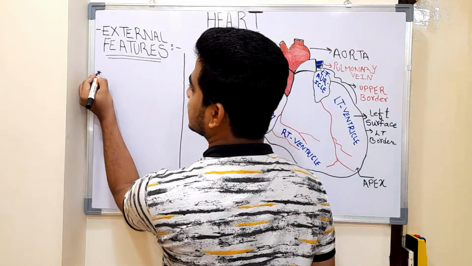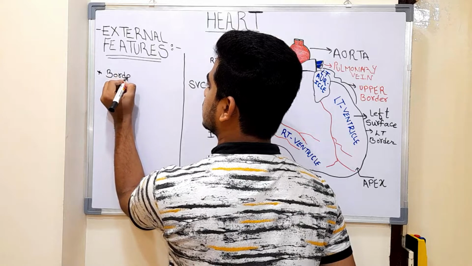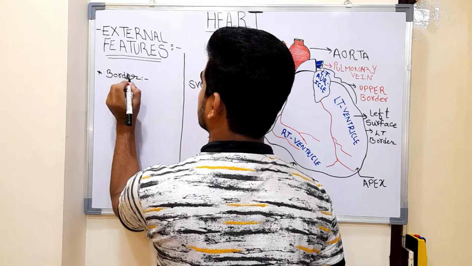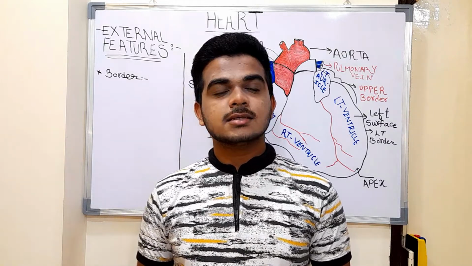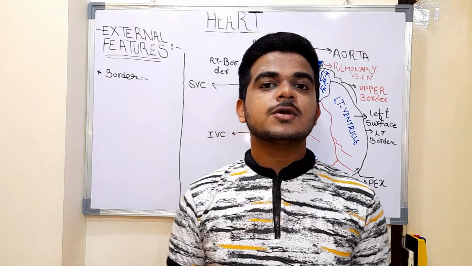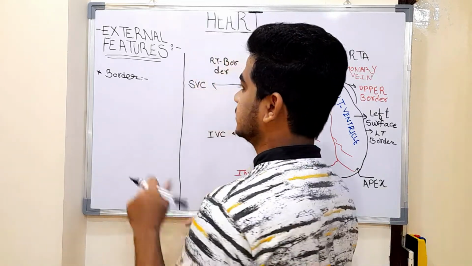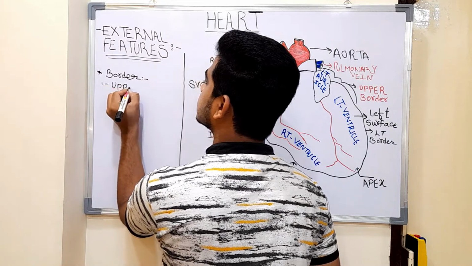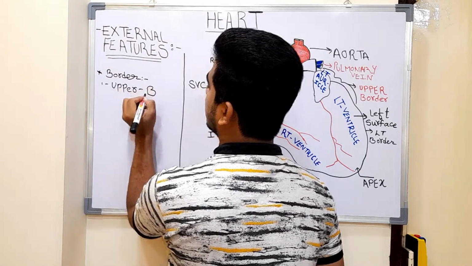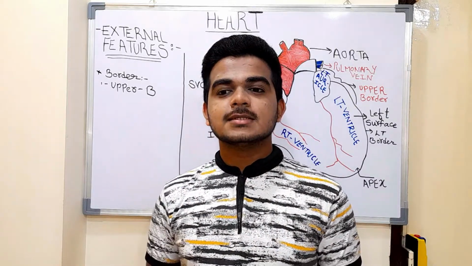The first point of the external features is the borders. I already told you there are four borders present on the heart. The first border is known as the upper border. Now I will show you where exactly the upper border is present.